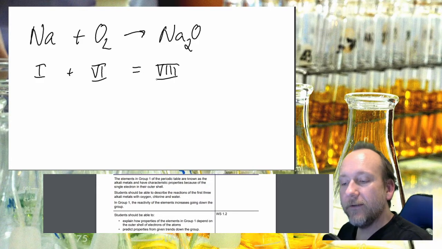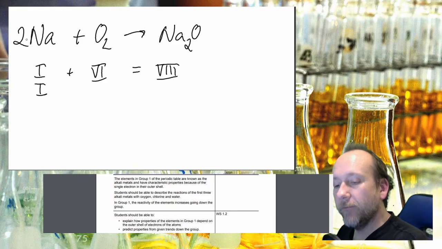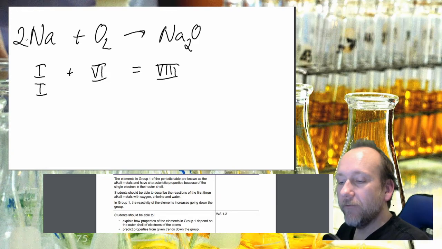But you see that these only add up to 7. So how do I get 8? Well, I use 2 of the group 1 metals, and now I've got 8. So 2 of the group 1 metals and 2 oxygens gives me sodium oxide.